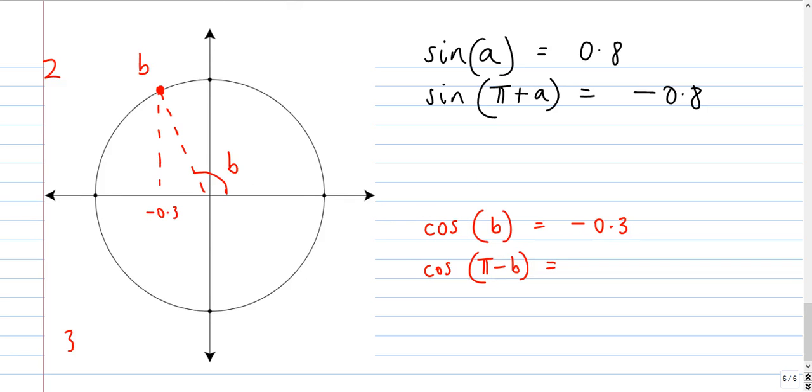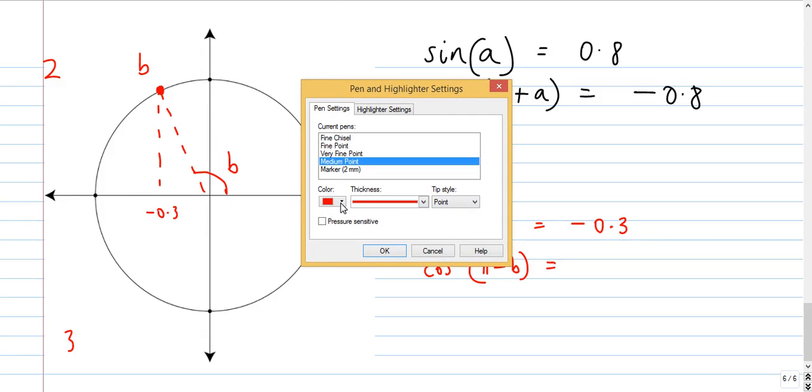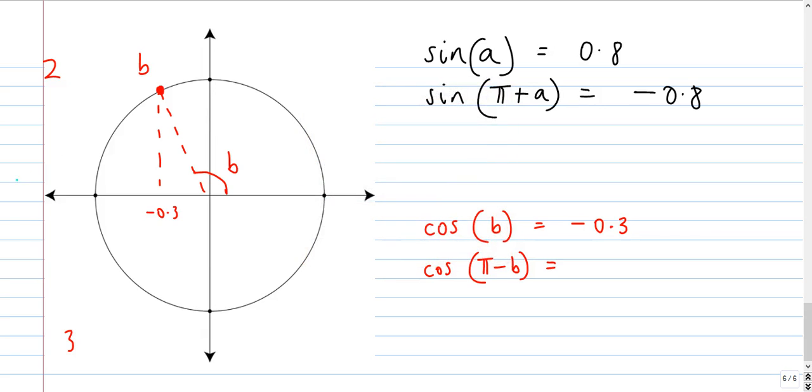Pi minus B, let me do this in a different color to show this. We'll do this in blue. So here's pi around here. If I go pi and then minus B, now B is clearly between pi on 2 and pi. So pi minus B is going to be like going round to pi and then back by B. So if that's B again there, here's pi minus B. That's where the actual angle is. And cos of it's here. And this is the same as this, but one is positive and one is negative. So cos of pi minus B would be 0.3.